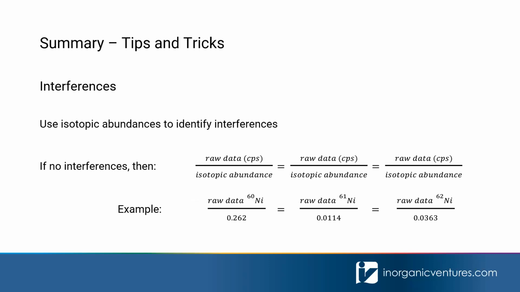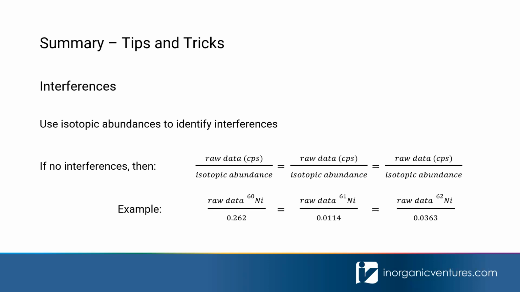For interferences, there's one trick that I rely on all the time. It is the go-to for ICP-MS. You use the isotopic abundances to identify your interferences. If there are no interferences present, then you should get the same number when you divide the raw data for an isotope by its isotopic abundance and compare it to the other isotopes for that element. And the example here, I think, illustrates that more clearly.